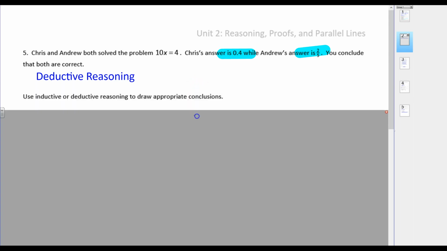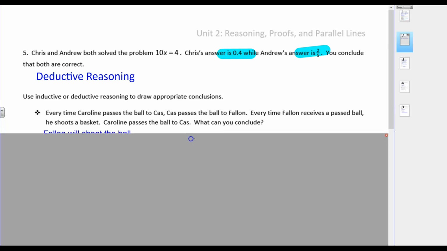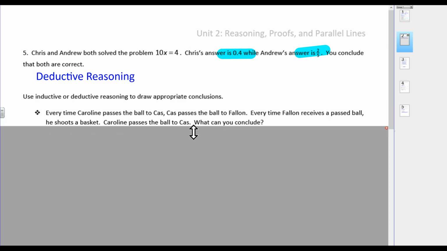All right, let's look at some other examples. We're now going to use inductive or deductive reasoning to draw appropriate conclusions. So we are assuming that these are all facts. Every time Caroline passes the ball to Cass, Cass passes the ball to Fallon. Every time Fallon receives the ball, he shoots a basket. Caroline passes the ball to Cass.